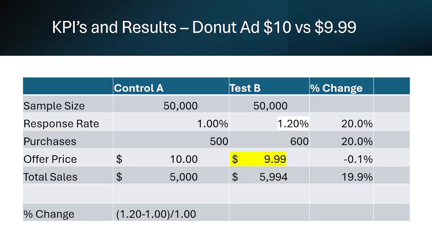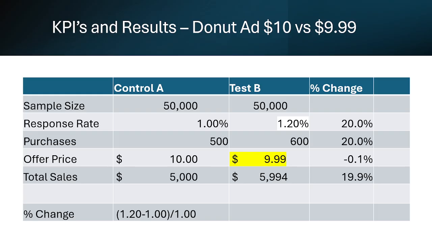So let's assume that these were the response rates. Out of 50,000 people, 500 responded to the control ad, or the A version. That results in a 1% response.